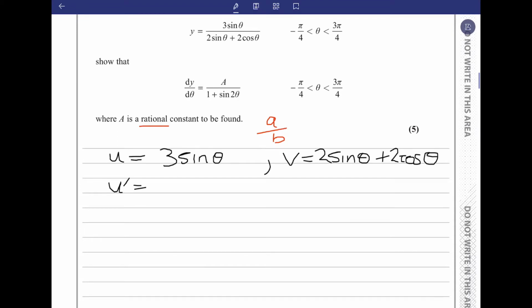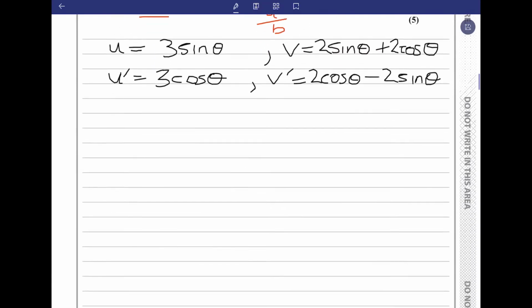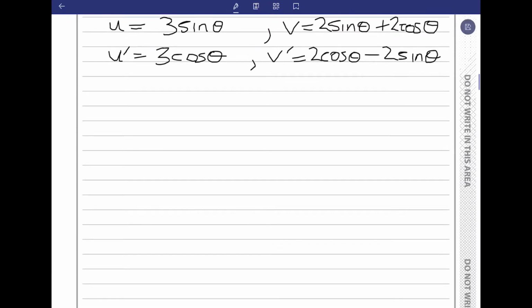u primed. We know that sine differentiates to cos, so we just get 3 cos theta. And we know that, again, sine differentiates to cos, so we get 2 cos theta. But here, cos differentiates to minus sine, so don't forget the minus sign there. So there's our values for u, v, u primed and v primed. Now all we have to do is apply the quotient rule. And it's important to get the order right as well.